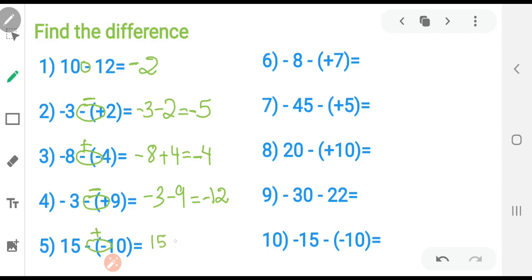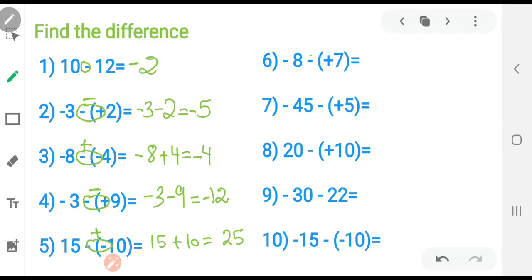So this is 15 plus 10. I have the same sign, so I'll add. This is a 25. What's that same sign? It's the positive. No need to write it because any number written without a sign is a positive number.